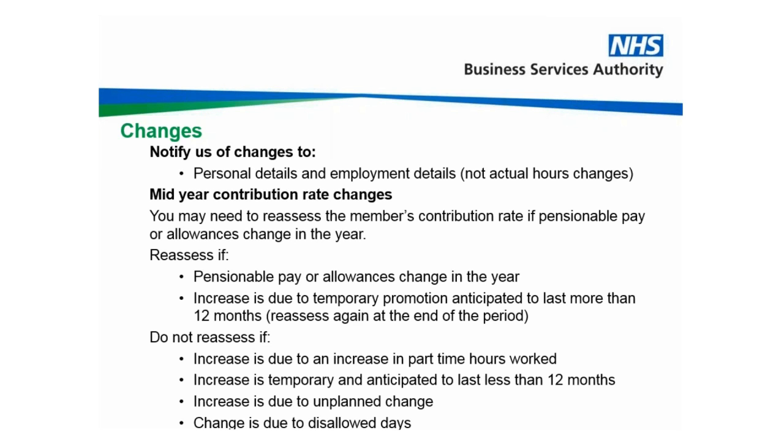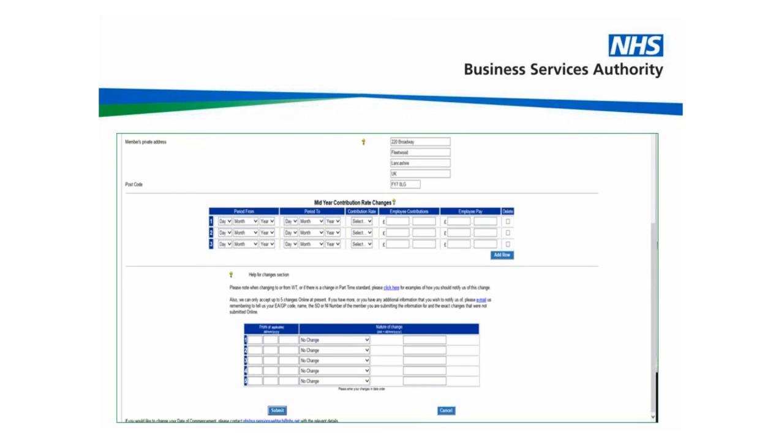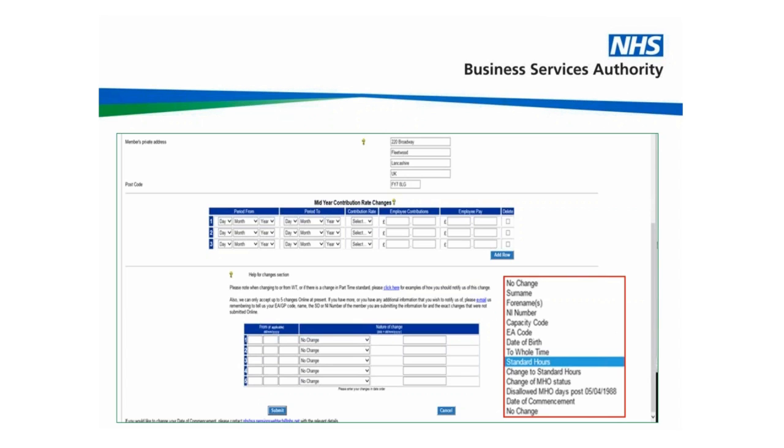These are just general examples and the most likely reasons that we find for reassessment, but if you're unsure, again, further information can be found on our website. Where there has been a change to the contribution rate during the year, you need to include details of the change and give the employee contributions and pay split between each period against the appropriate contribution rate. Changes to personal and employment details should also be advised by selecting from the drop-down menu and completing the relevant information. You can enter multiple changes in both sections of the form.